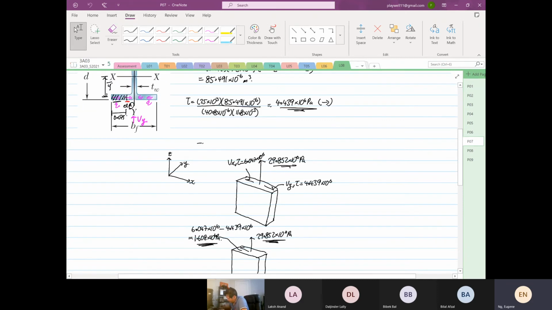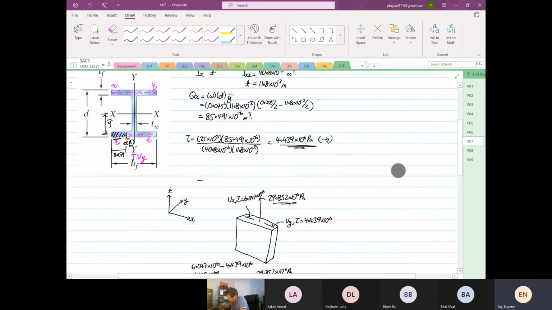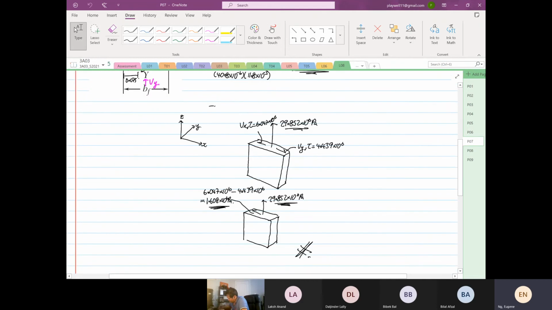Now combining them into an element, I think, is straightforward. The thing is the shear stress. For this case, the shear stresses are from two different directions. All you need is to see which one is the higher value, and you follow the direction of the higher value. This is what you have to take note.